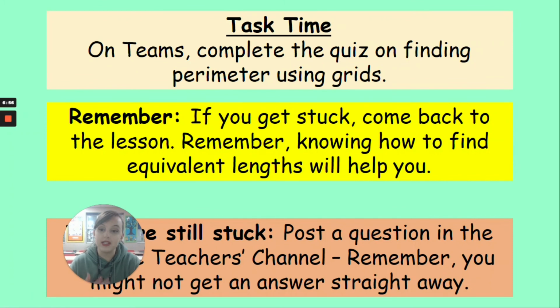Okay, today you're going to have a go at the quiz on Teams about finding perimeter using a grid. So today is all about counting up those sides, and if you're working with a rectangle or square, realising that you don't need to count up every side because there are going to be some matching ones. If you get stuck, come back to this lesson, and remember it's really important that you pay attention to what you're measuring in. So does your shape have a perimeter of 12 centimetres, 12 millimetres or 12 metres? Make sure you're checking those questions carefully as you go along.